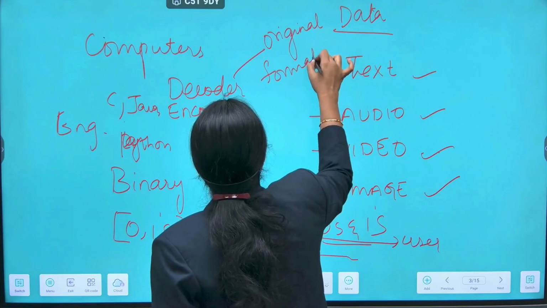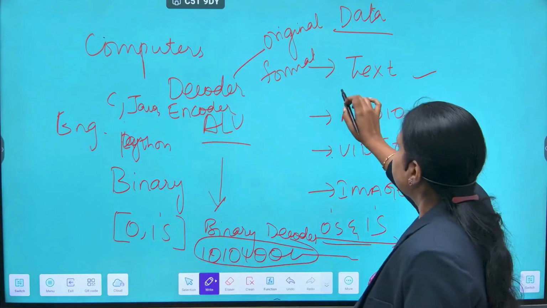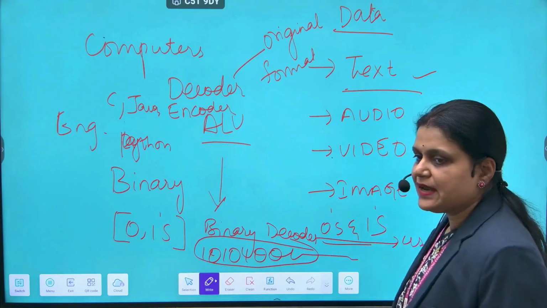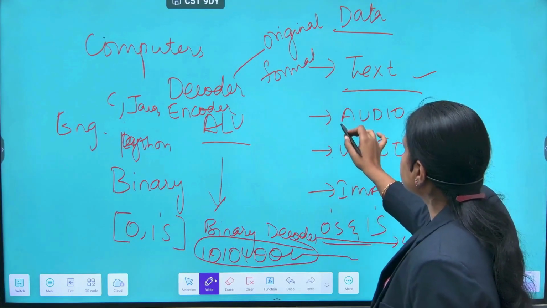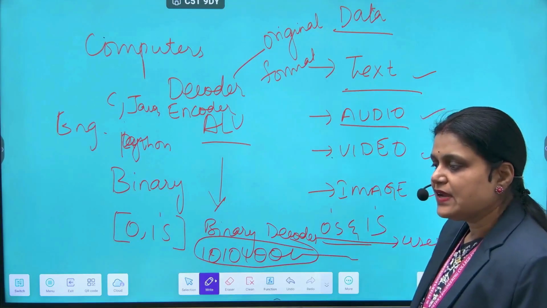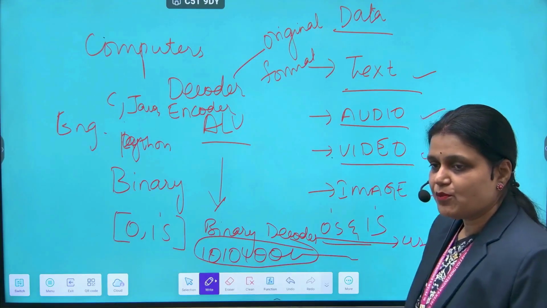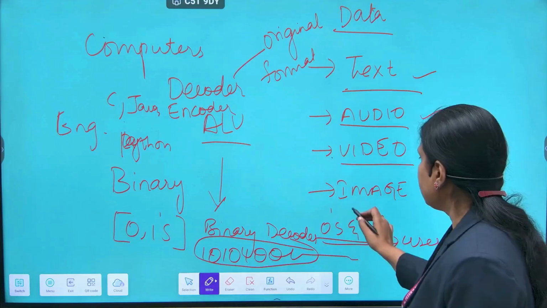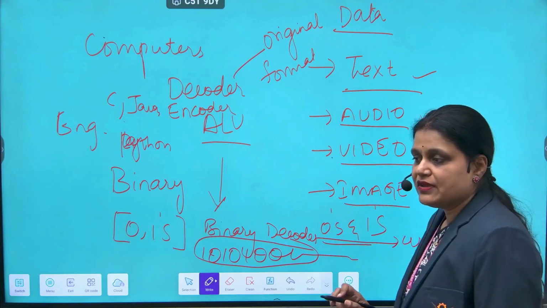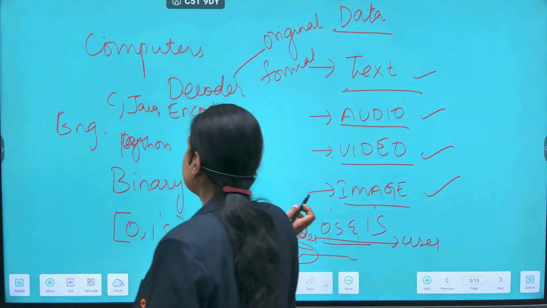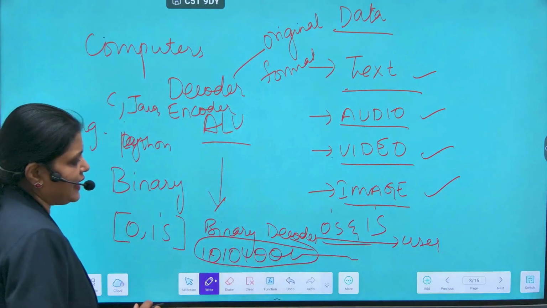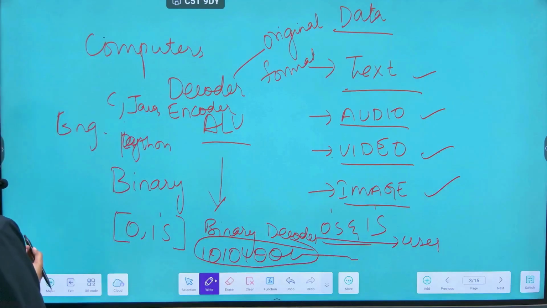Suppose the user has given input as text, he will get the output as text. If the user has given audio as input, he will get audio as output. Video as input, he will get video output. And similarly, if he is giving an image as input, he will get an image as output. This is about ALU. So what are the various operations?